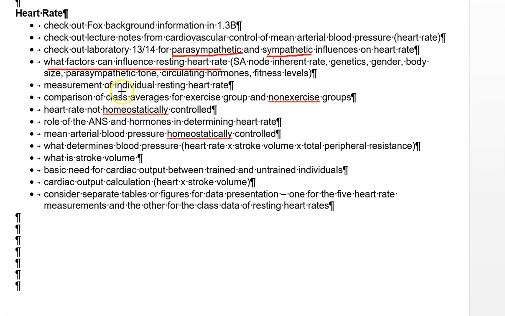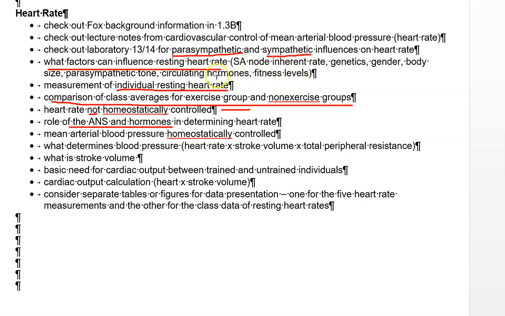You should probably discuss the measurement of individual resting heart rate and how we got an average and took multiple ones to get a better idea of what's going on. You certainly should have a comparison of class averages for the two groups, so the exercise group and the non-exercise group, and that data presented somehow, and certainly a mean. You should discuss how heart rate's not homeostatically controlled. You should talk about the role of the ANS and hormones in determining heart rate, which we sort of looked at up there.